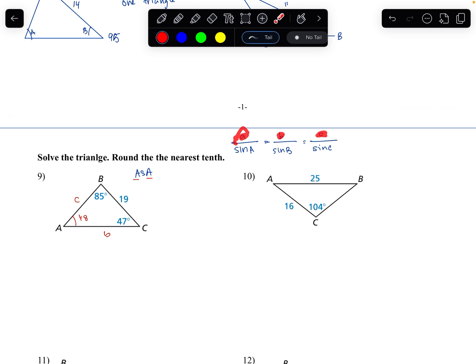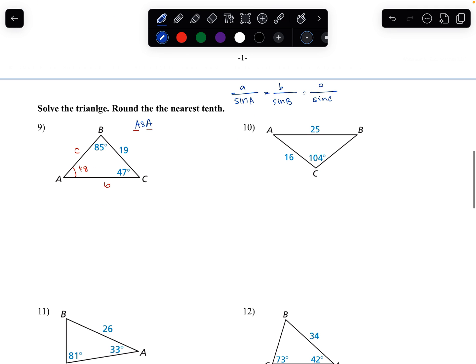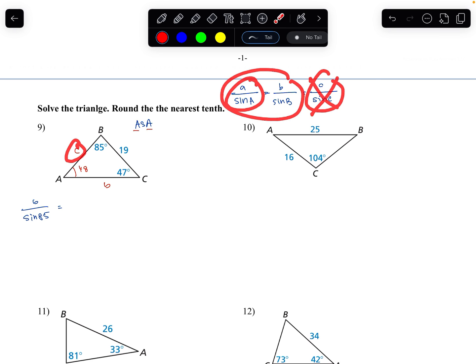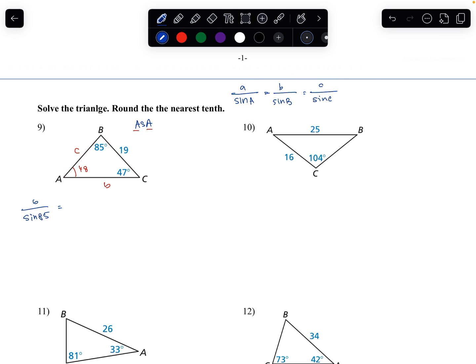So the lowercase letters are the sides, and that's what I'm solving for. It's easier to solve and uses fewer operations if you have the unknown variable in the numerator, so I'm going to pick to solve for B. So B over sine of 85 is going to be equal to, since I don't know side C, I want to avoid using that part, so I'll use A because I know both the angle and the side. So this will be 19 over sine of 48.